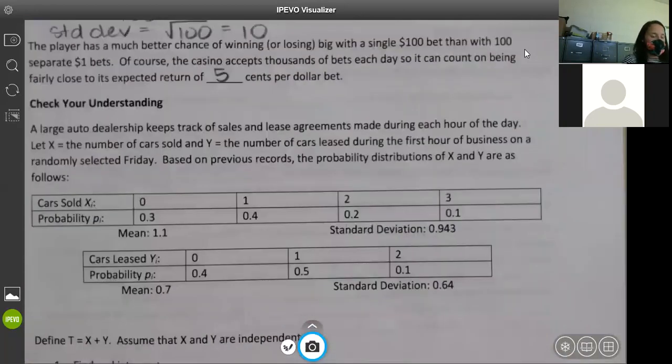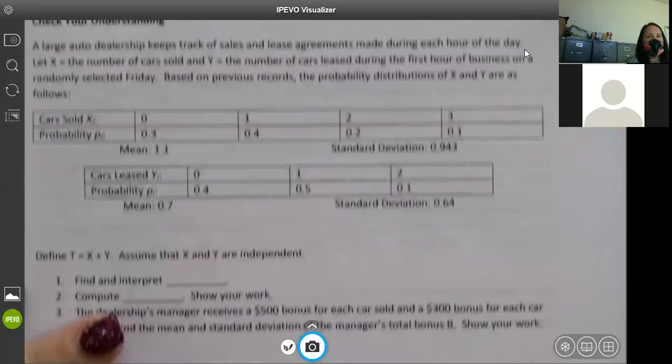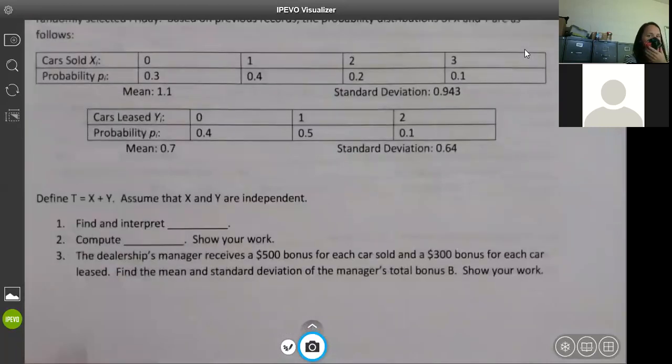All right, check your understanding. A large auto dealership keeps track of sales and lease agreements made during each hour of the day. This problem will come back. Let X equal the number of cars sold and Y equal the number of cars leased during the first hour of business on a randomly selected Friday. Based on previous records, the probability distributions of X and Y are as follows. So we're trying to find the total. Define T equals X plus Y. Assume that X and Y are independent.